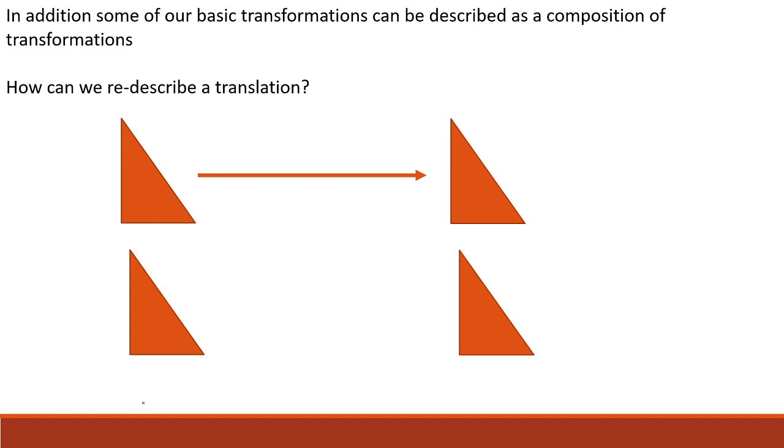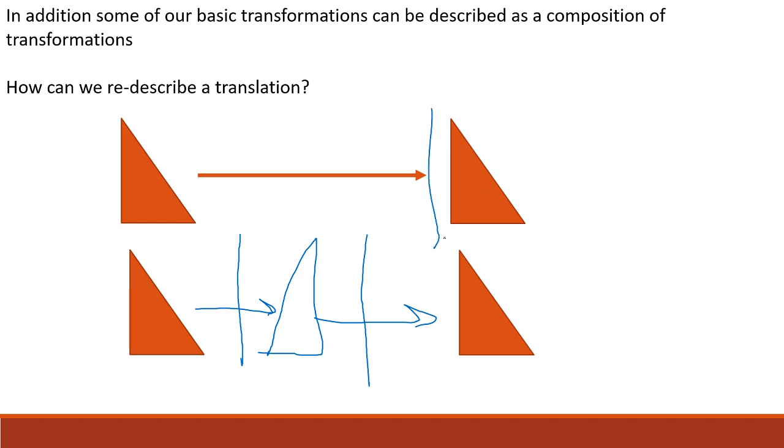Some of the basic transformations we know of could also be done with compositions. For example, this is a translation, right? I'm going to take a triangle and slide or translate it to the other side. Well, I can do that with two reflections. If I make a line of reflection right here, I could reflect this over that line, and then do another reflection over this line, and I get the same result.